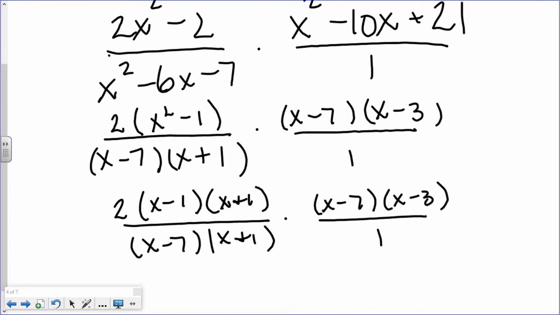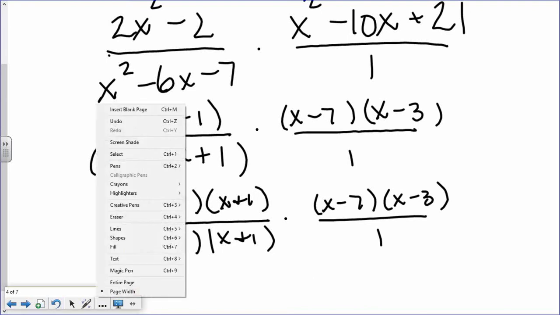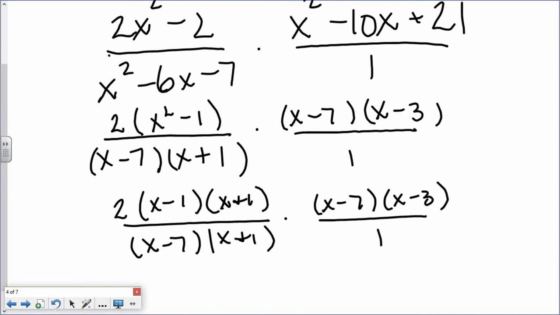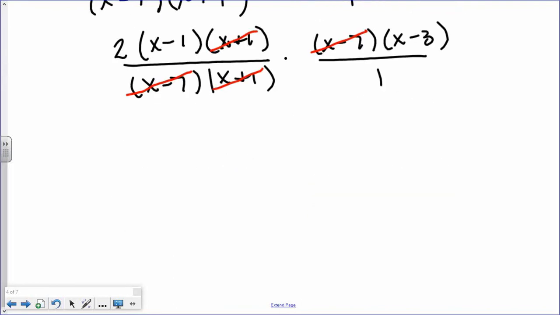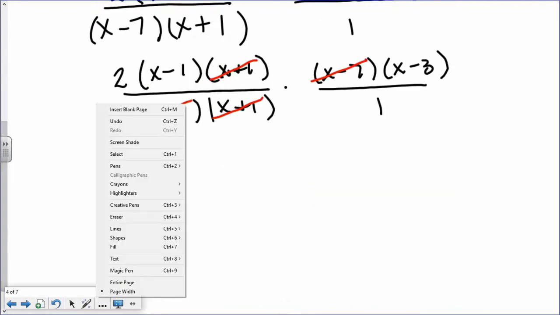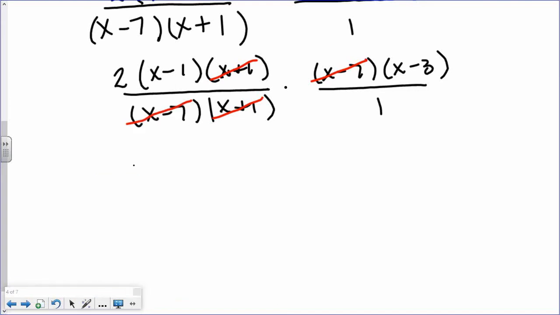And now I'm going to cancel. I'm going to try to cross cancel or cancel up and down. So here I have x plus 1 and x plus 1, so those will cancel. And then diagonally I have x minus 7 and x minus 7. And now I'm just going to see if anything else will cancel. It won't. And I'm going to multiply now straight across. So I have 2, x minus 1, x minus 3.